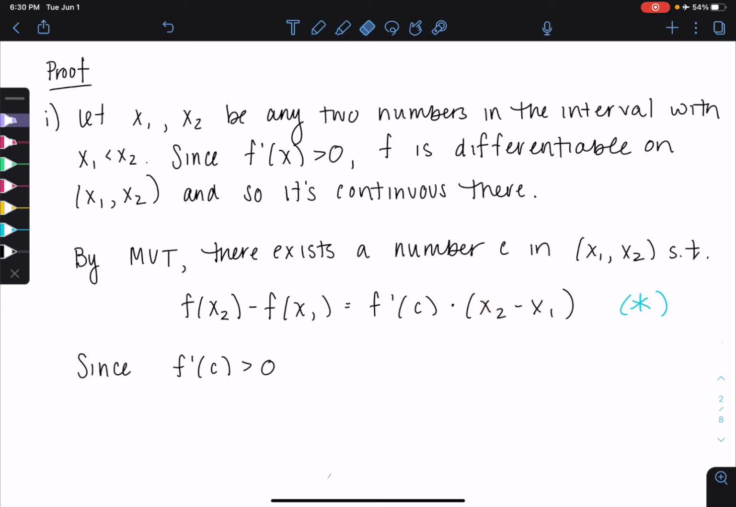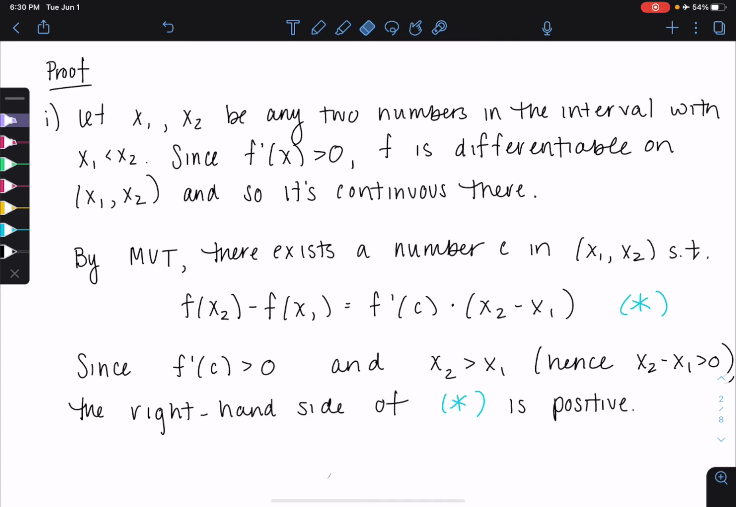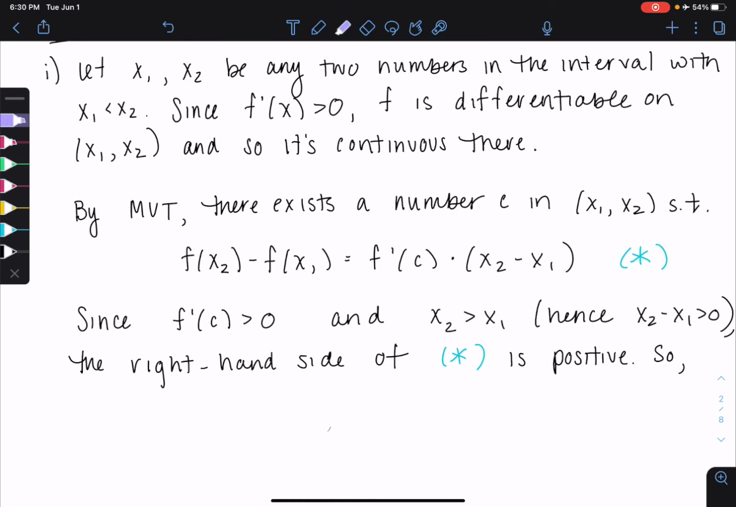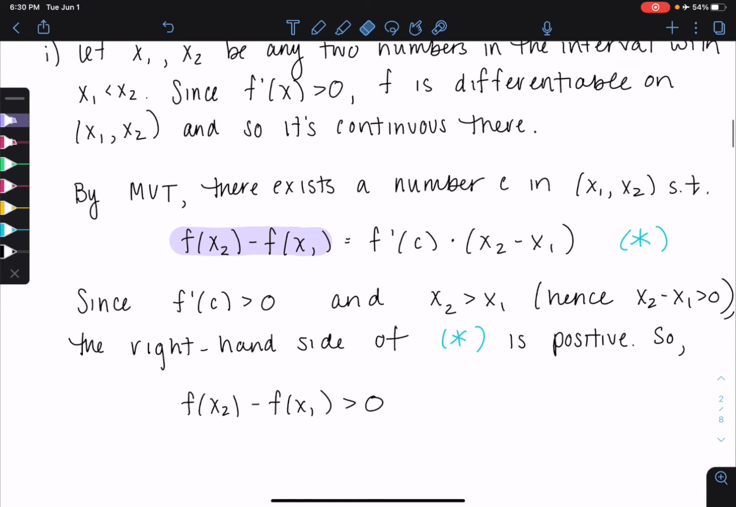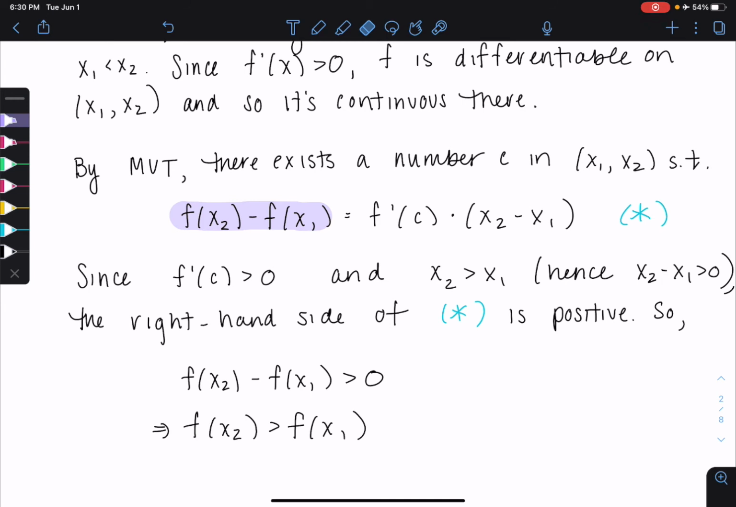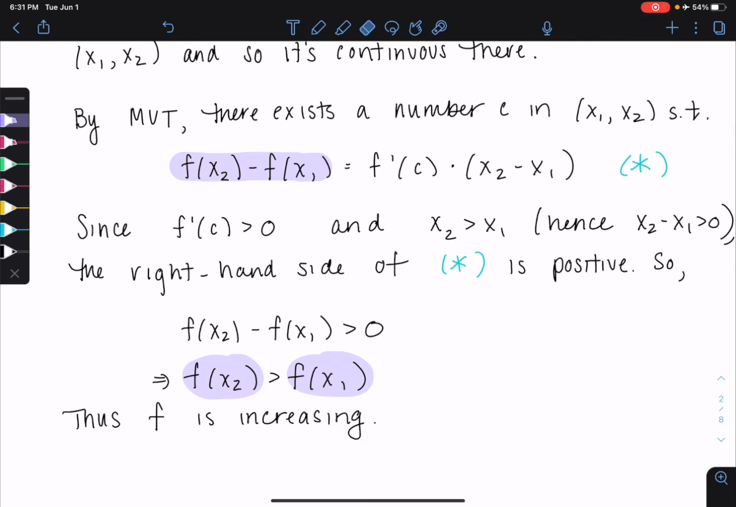Since the derivative is greater than 0, and since x2 is greater than x1, meaning their subtraction is positive, the right-hand side of this equation is positive. So what's on the left also has to be positive. So the difference in the y values has to be positive. Adding f of x1 over, I now am guaranteed that my y values are getting larger and larger. So this is exactly what we needed for increasing. So I get my function is increasing.